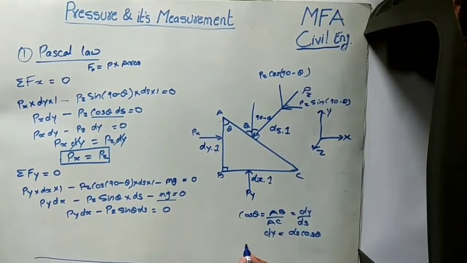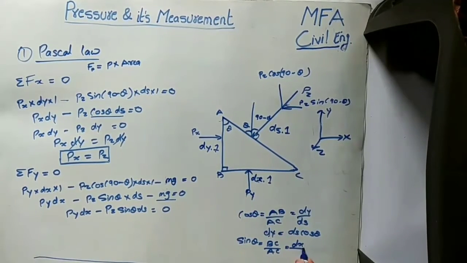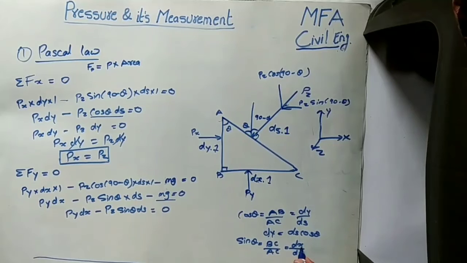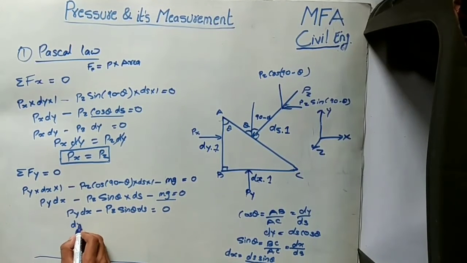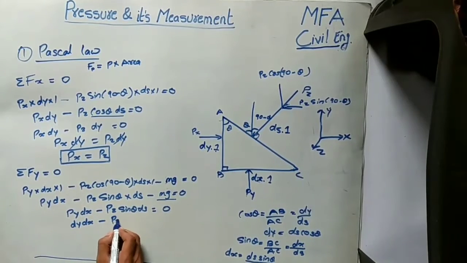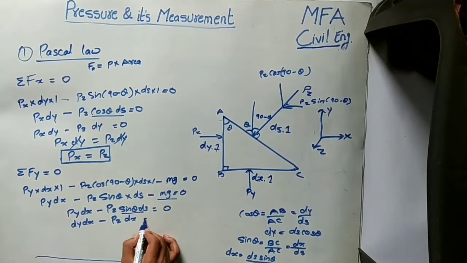Similarly, by applying sine theta in this triangle, sine theta is equal to opposite, meaning BC, upon hypotenuse, meaning AC. BC is dx, upon ds. Now dx is equal to ds into sine of theta. Now replace the value of ds sine theta with dx. Now Py into dx minus Pz, with ds into sine theta replaced with dx, is equal to 0.